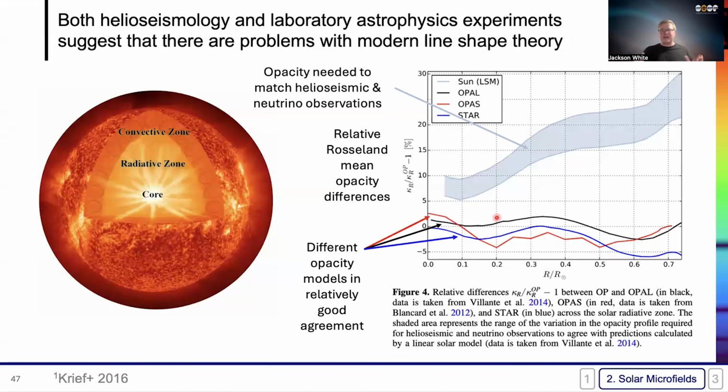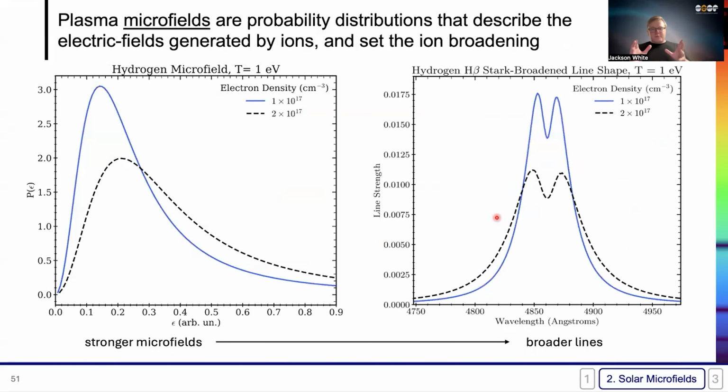So this is frankly rather concerning. We would certainly like to be able to model the sun. We'd like to be able to validate that our opacity models work well. But these solar observations are saying that there likely are some problems with our opacity models. So what this project focused on was trying to improve the way we calculate something called a plasma microfield. A microfield is a probability distribution of electric fields generated by ions. So if we look at this plot here on the left, these are two sample plasma microfields, one at a relatively low density in blue, one at a relatively high density in black.